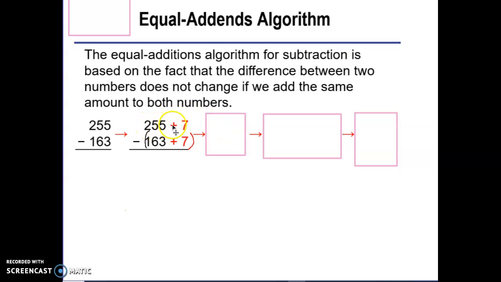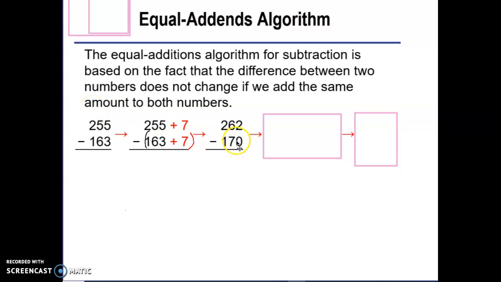So the top number, 255 plus 7, the bottom number, 163 plus 7, and then we're going to subtract that quantity. All right, so here's what we have. 262 minus 170. Since I moved both 255 and 163 7 places to the right on the number line, I did not change the distance between them, so I did not change their difference. So the answer to this subtraction problem and the answer to this subtraction problem are going to be the same.